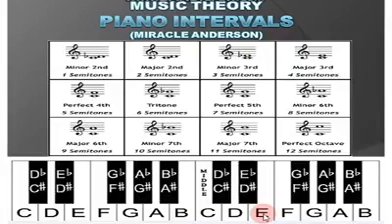Okay, let's look at the next one, the minor sixth. A minor 6th has 8 semitones. So let's look at B. So you count 8 away from B. You have 1, 2, 3, 4, 5, 6, 7, 8. So the distance from B to G is a minor 6th interval.